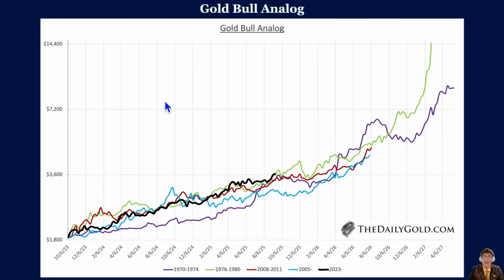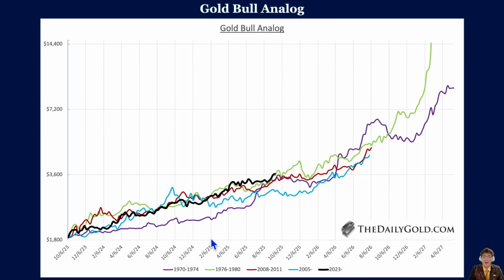So first one, we have a simple gold bull analog. We're looking at the 4 best cyclical bull markets in gold. And there's clearly 4 because there's 2 in each of the 2 secular bull markets of the past. So you have 70 to 74, 76 to 80, 2005 to 2008, and then also 2008 to 2011. And also, this is on the scale of the current move, which began in October 2023.